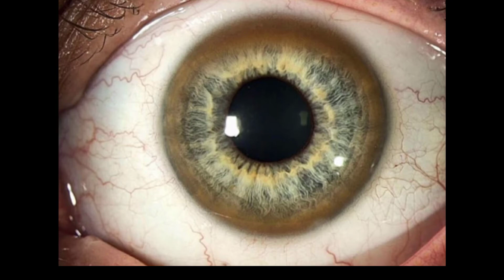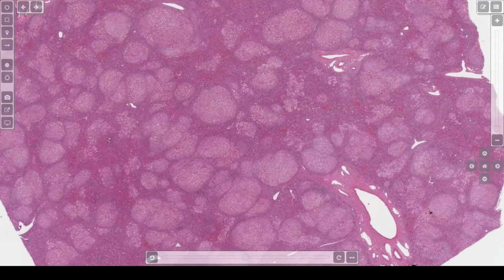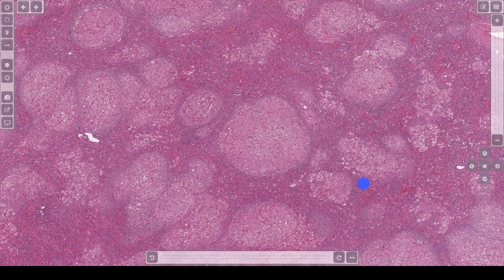Let's go on to the liver. At this power, you can see that this liver has cirrhosis. These dark pink bands forming small nodules of hepatocytes is, of course, cirrhosis. Let's take a closer look. At this power, you simply get a closer view of the bands of fibrosis forming nodules, which is, of course, cirrhosis. This is the end stage of untreated Wilson's disease.